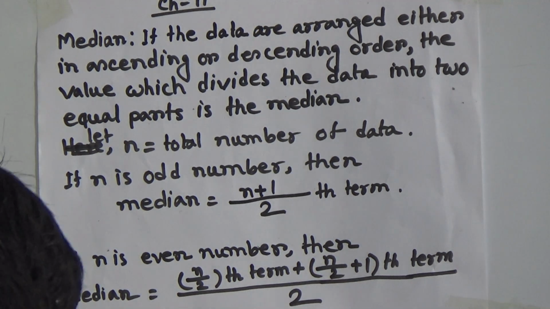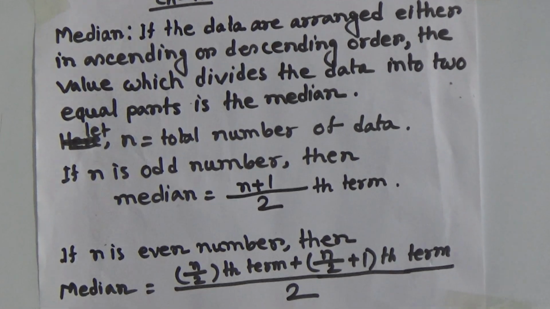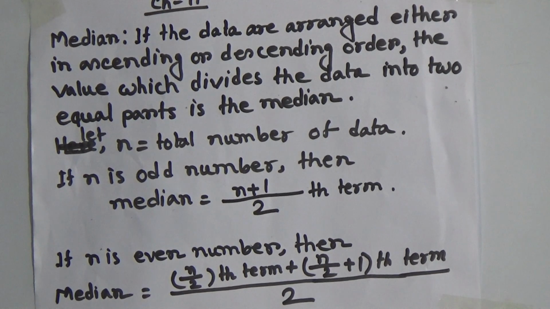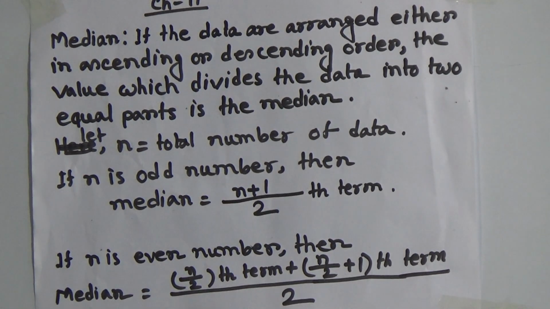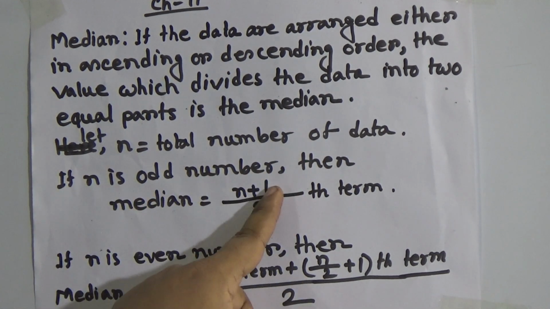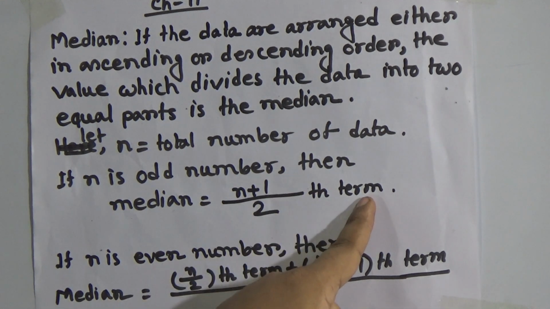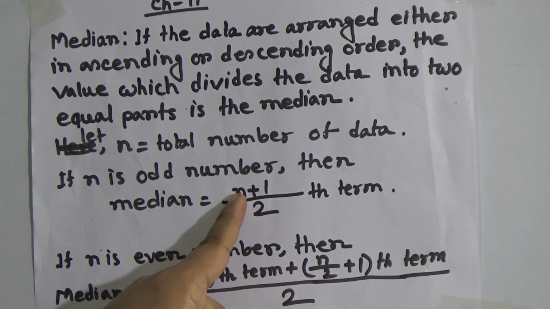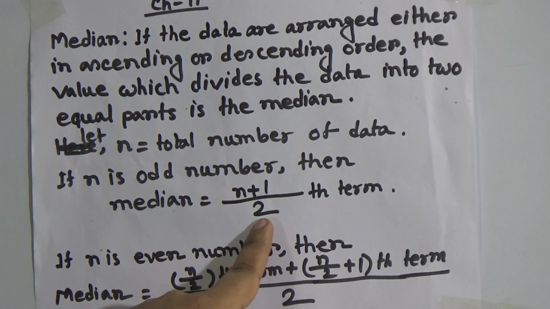Okay. So now we shall learn two formulas. Let n equal the total number of data. If n is an even number, then one formula is applicable. If n is an odd number, then another formula is applicable. So now we shall learn, if n is an odd number, what will be the formula of the median. Here you notice, if n is an odd number, then median equals the (n plus 1) divided by 2 th term. That means n, the total number of data, plus 1, divided by 2 term.